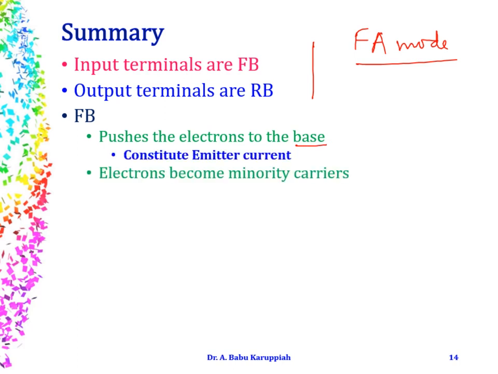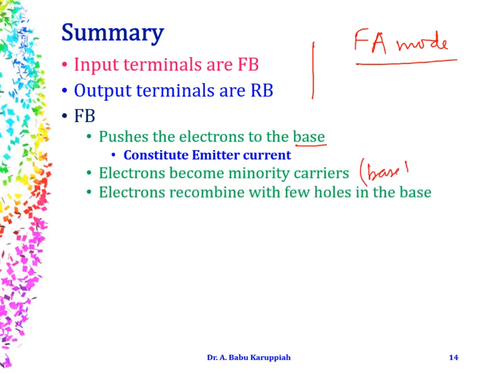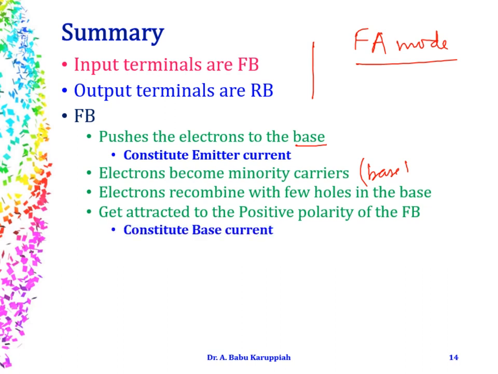Electrons become minority carriers inside the base, and a few electrons recombine with a few holes in the base. Out of the electrons that come into the base, only a few electrons will combine with a few holes in the base, right? Because only a few holes are going to be present. So only those holes can combine with the electrons, and these electrons get attracted towards the positive polarity of the forward bias that is given, and that constitutes the base current.